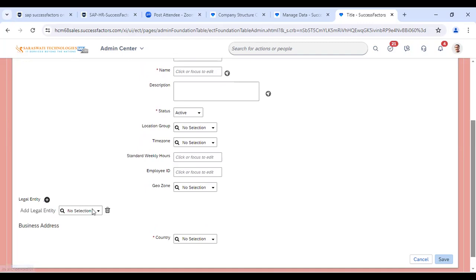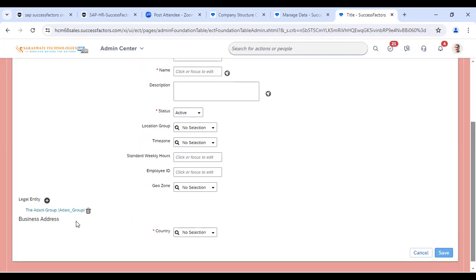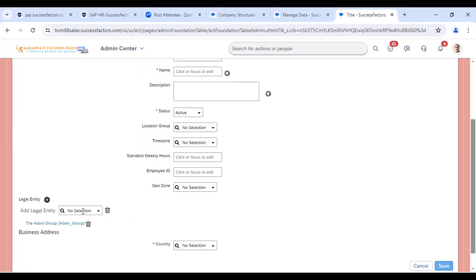Legal entity is very important. For example, you are making it for Adani. This location is basically related to this one, or you can make it to a different location. So this is the main question the client will ask you: can the location be associated to different legal entities or to one legal entity only? You can tell them a location can be associated to two different or maybe many legal entities. It depends on the requirement.